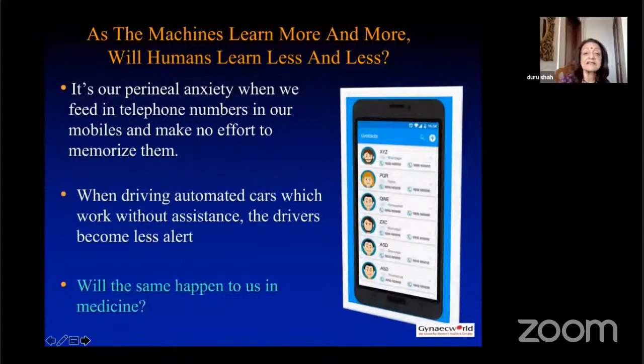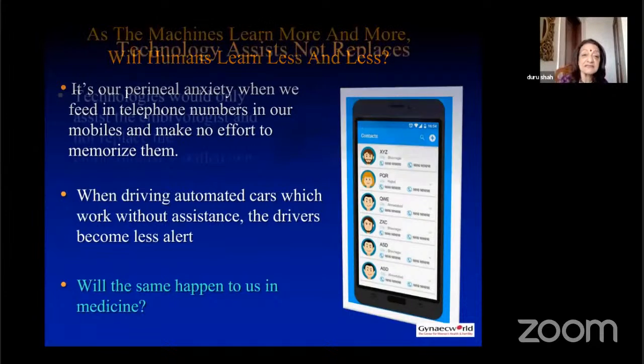So it is our perennial anxiety when we feed in telephone numbers in our mobiles, and we don't make any effort to memorize them. We switch on our mobile, look at the number and dial. When we are driving automated cars, will the drivers become less alert? I agree, they do become less alert, and there are accidents which do happen. But will the same happen to us in medicine?